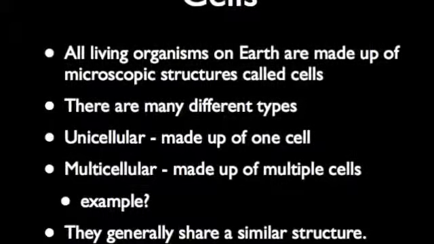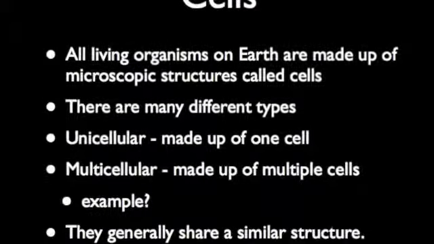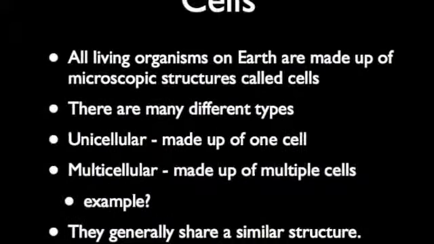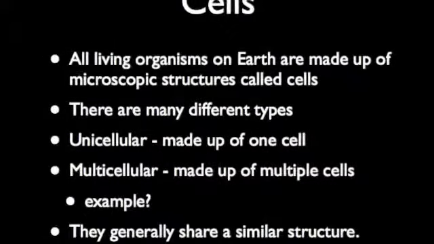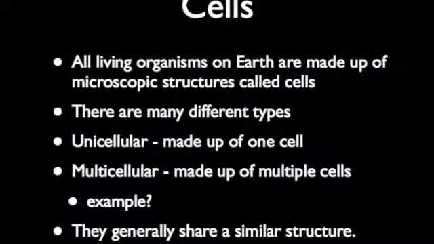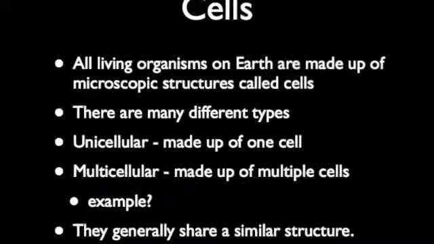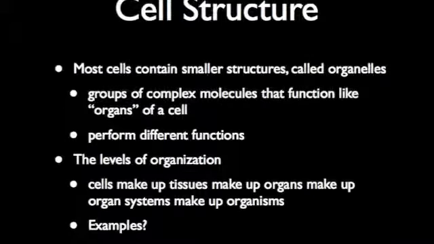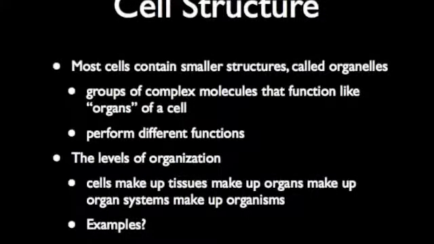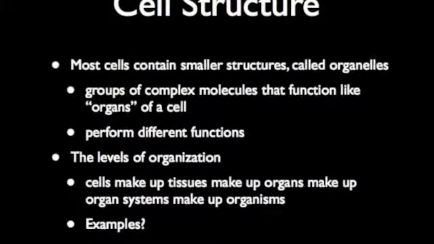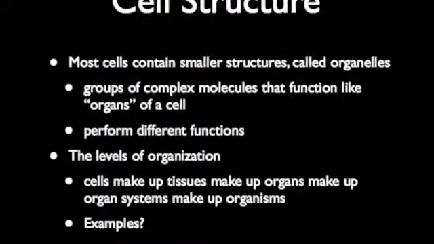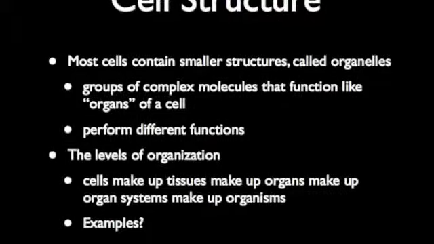All living organisms on Earth are made up of microscopic structures called cells. There are many different types of cells. Some organisms are unicellular, while other organisms, including humans, are multicellular. Cells generally share a similar structure. Most cells contain smaller structures called organelles. Organelles are groups of complex molecules that function like organs of a cell. Like the organs of the body, organelles of a cell perform different functions.